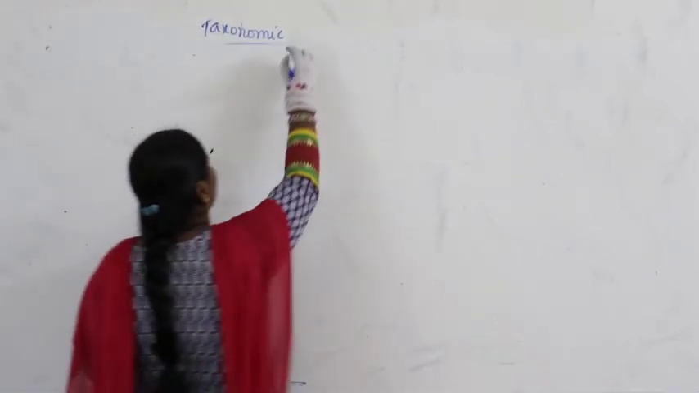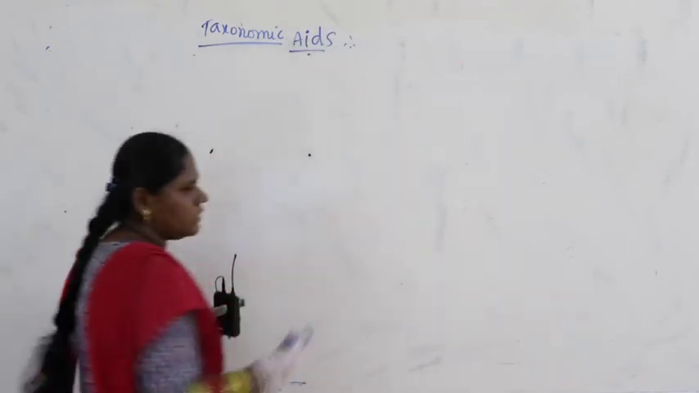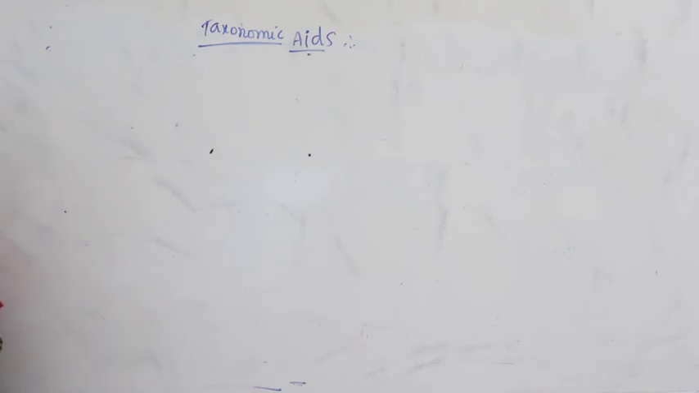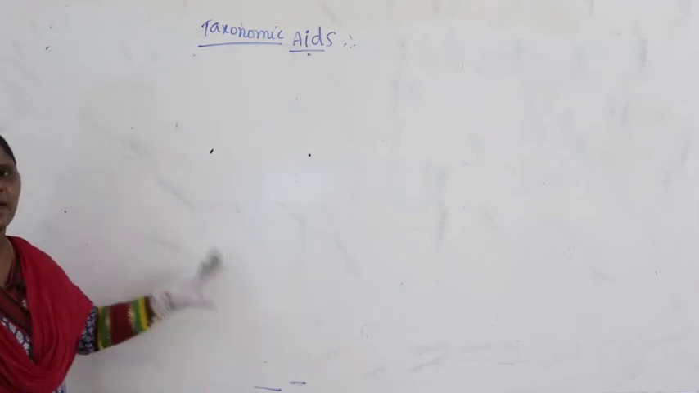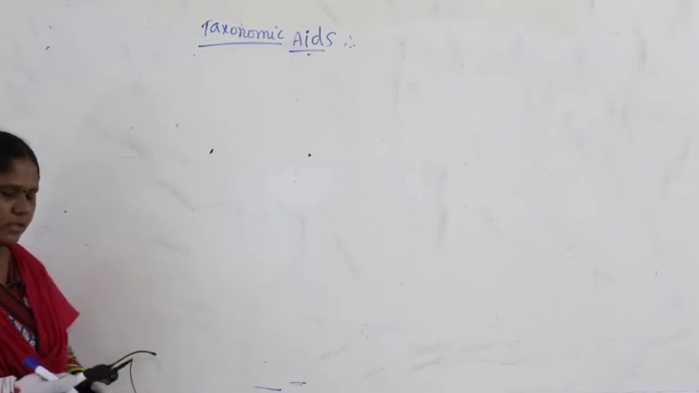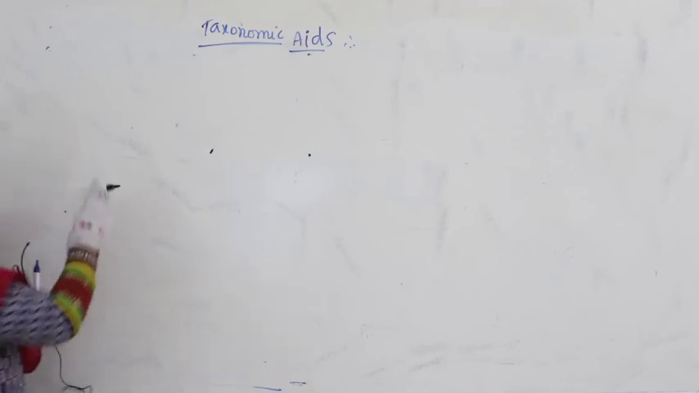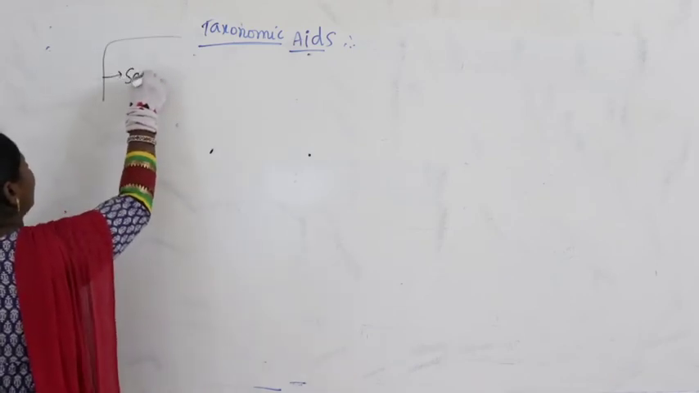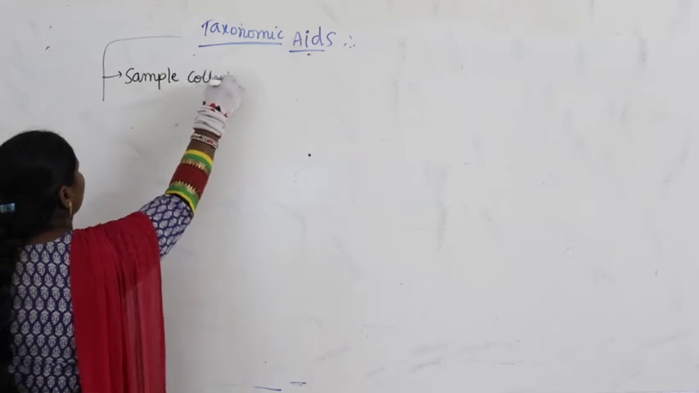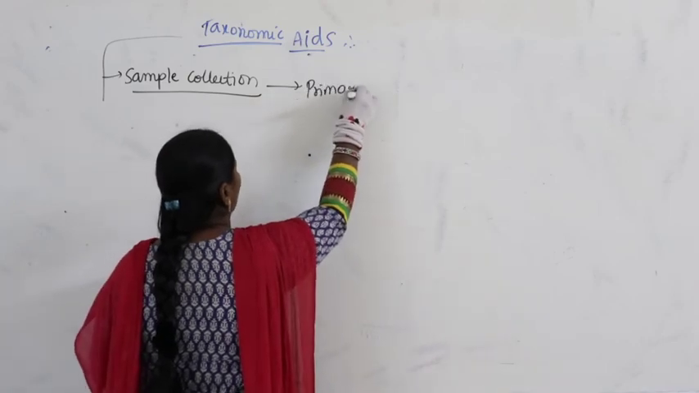Now, let us continue with taxonomic aids. What are taxonomic aids? To study taxonomic categories, we have certain methodologies, and they are what we call taxonomic aids. For studying any taxonomic category, what is the basic thing you need? You need to have the sample. So, sample collection is a primary source for taxonomic aids.